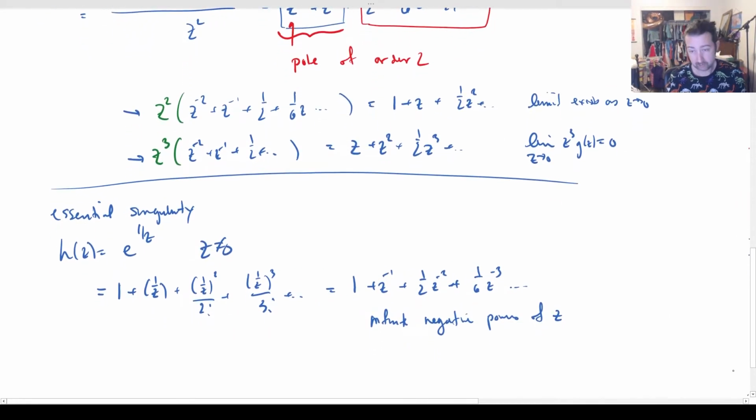And when we have infinite negative powers of z, we can't call it a pole of order k because there's no order k. Any z to the k I multiply this thing through can't possibly kill all the negative powers. This is exactly what we mean when we say that a function has an essential singularity.